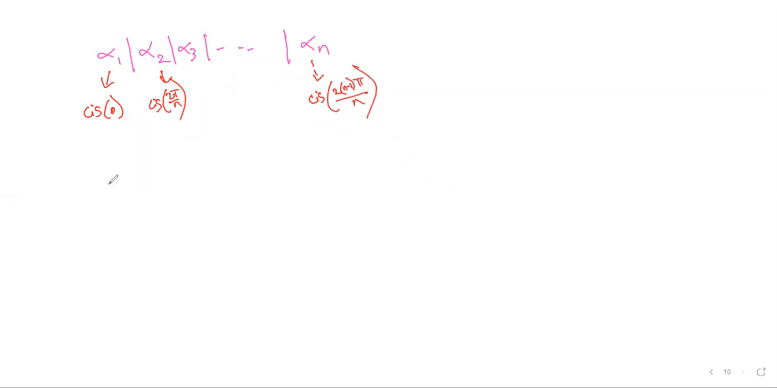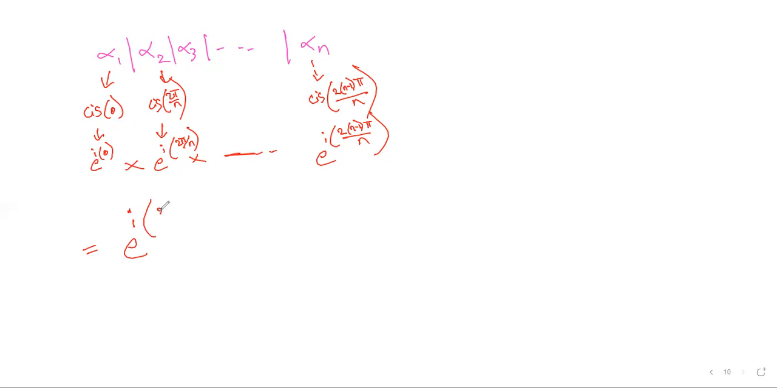Now if I multiply all of this, what will I get? See, what do you mean by cis? This is nothing but e power i times 0, e power i times 2 pi by n, and so on, till e power i times 2 into n minus 1 times pi divided by n. If I multiply all of this, what will happen? Bases are equal, so powers add themselves. E power i times, now 0 doesn't count when you're adding, so 2 pi by n plus the next term 4 pi by n, and so on till the last.